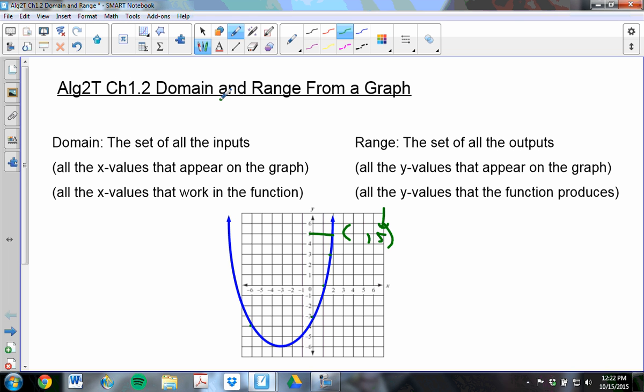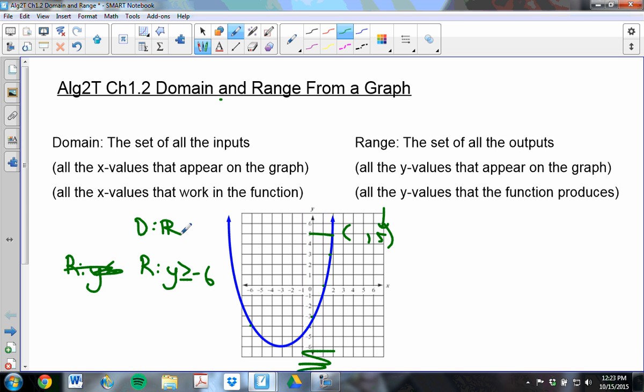Everything is in range except for stuff below -6. Because this graph doesn't go below -6. So the range of this graph is that y is greater than or equal to -6. It's everything from -6 up. And we said the domain was all real numbers.